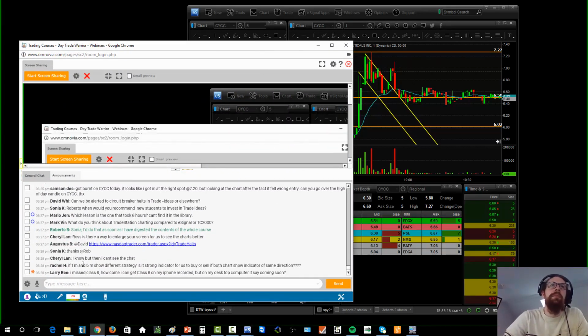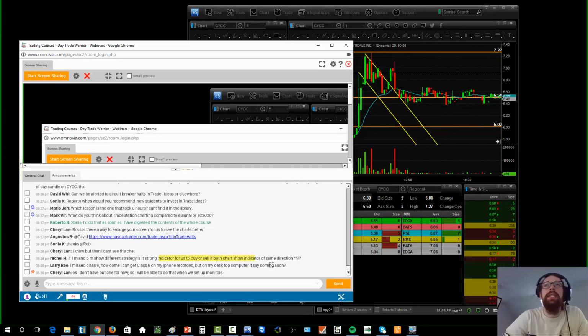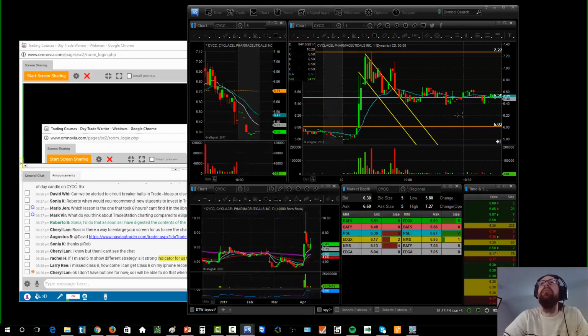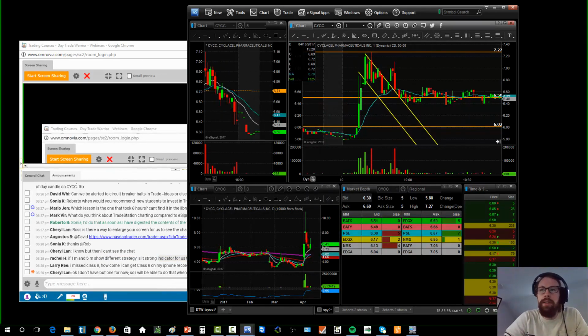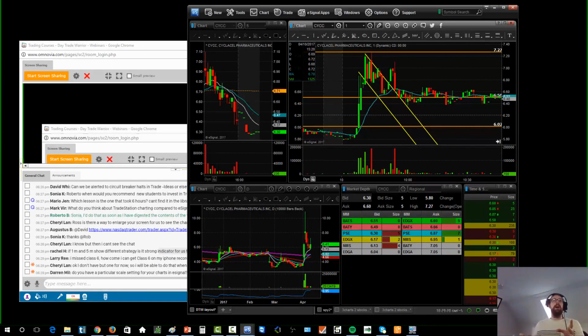So Rachel, if the 1 minute and 5 minute show different strategy, is it a strong indicator for a buy or a sell if both charts show the same direction? Yes, absolutely. I love patterns, and that's why the 1 minute reversal is so great, because it's showing us not just 8 consecutive 1 minute candles, it's also showing us 4 consecutive 5 minute candles. So it's showing us 1 minute and 5 minute confirmation at the same time.